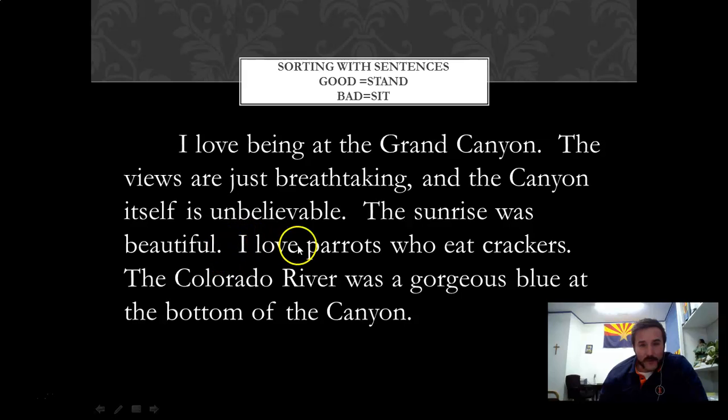What in the world is "I love parrots who eat crackers" doing in here? I'm not saying it's wrong to love parrots who eat crackers. That's perfectly fine if you love them. But I do have an issue with why, when I made it clear that this paragraph better all be about the Grand Canyon. If you've been to the Grand Canyon, there's not a parrot within 1,000 miles, and it's definitely not a parrot that eats crackers there. This is a fine sentence, but it should not be in this paragraph.